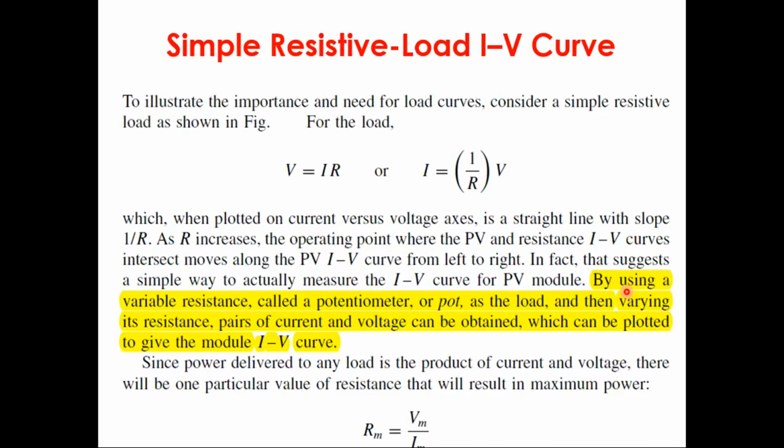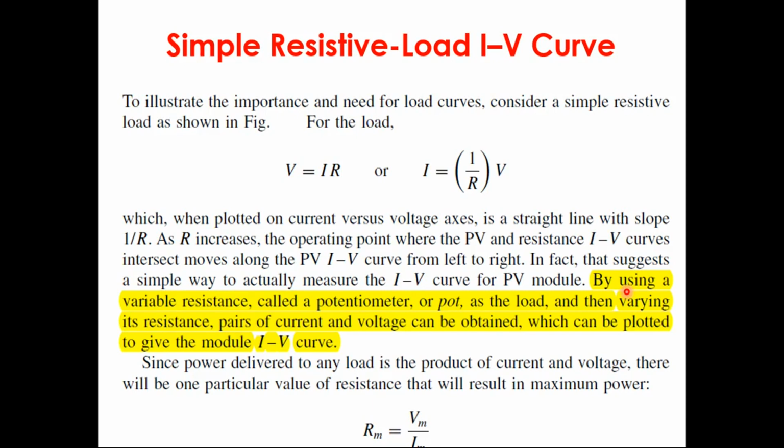Suppose this load is a resistance. If you model it in terms of current, then I equals 1 upon R times V. When plotted on the current versus voltage axis, it is a straight line with a slope of 1 upon R. The higher the slope, the lesser the R; the lesser the slope, the higher the R. So as R increases, the operating point where PV and the resistance intersect moves along the PV curve from left to right.